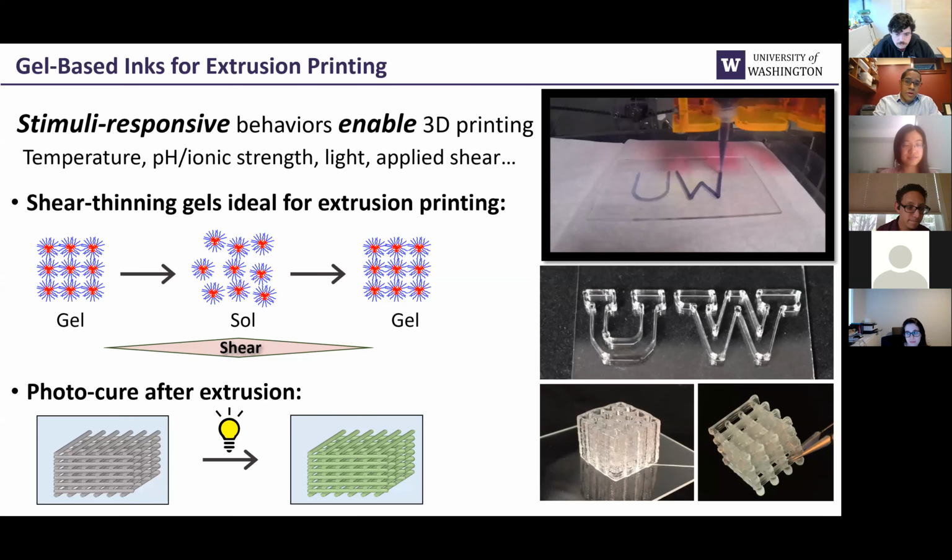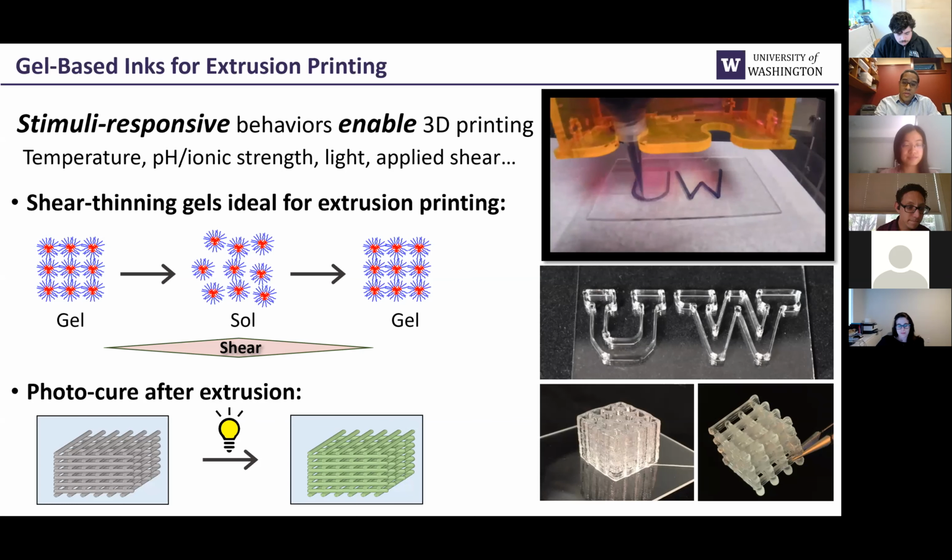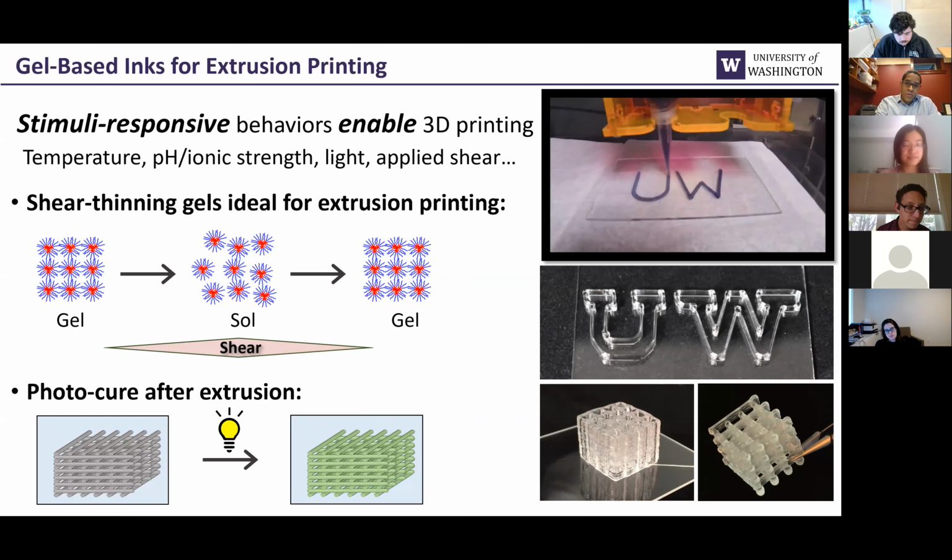So in general, the strategy in our lab is to use stimuli responsive behaviors and materials to enable 3D printing. And that's also the case for this hydrogel that I've just shown. These hydrogels are shear thinning, so that allows us to extrude these materials from a nozzle using either a mechanical piston or a pneumatic system. Essentially we have a gel in the syringe, and as we apply pressure, this gel will flow out of the nozzle. But once it exits the nozzle, it doesn't feel that pressure anymore, and so it stops flowing, so we regain that gel state again.